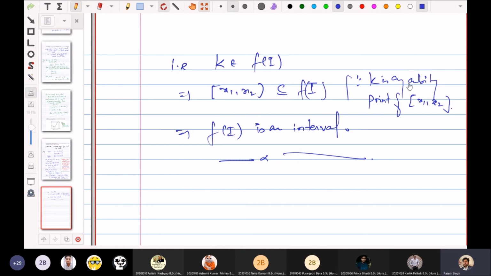So now we will do some questions based on this tomorrow, and then from day after tomorrow we will start the fourth section, which is uniform continuity.